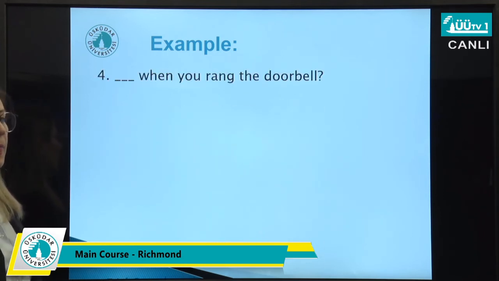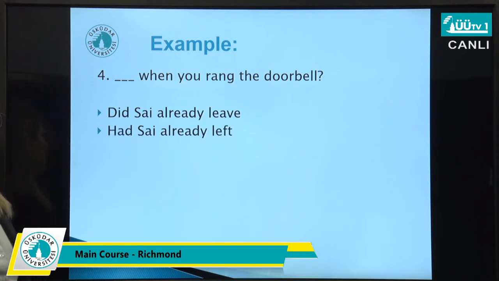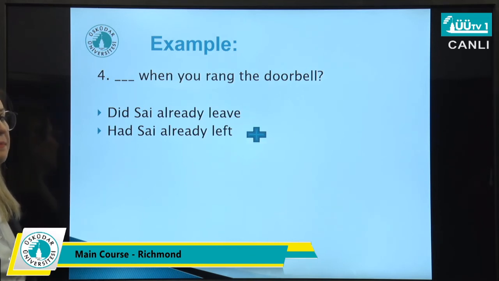Number 4. Did Sai already leave when you rang the doorbell? Or had Sai already left when you rang the doorbell? Which one? Good. The second one, the past perfect one.